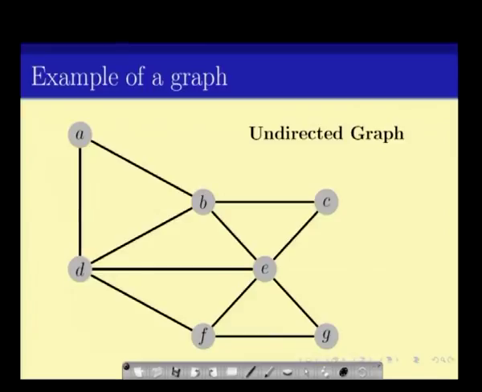and since there is no ordering, this is known as the undirected graph. In an undirected graph, if AB is an edge, then BA is also an edge, and we represent it with just a single straight line without any other condition. So, this just says that AB is an edge.